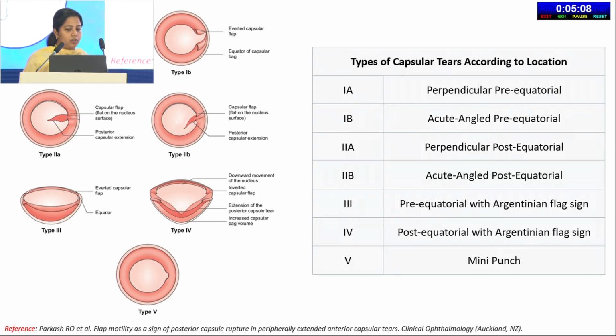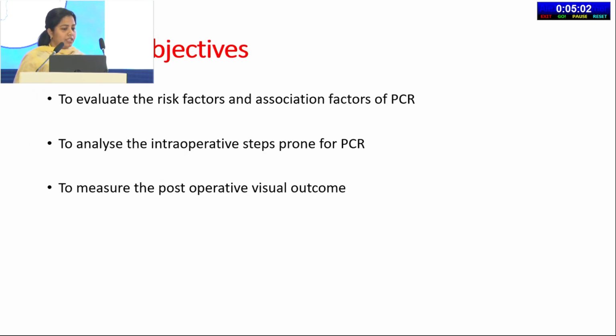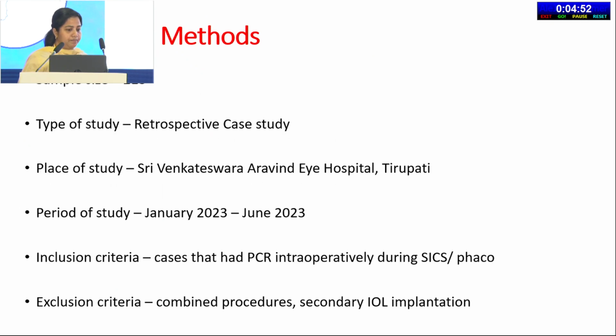being pre-equatorial or post-equatorial, and sometimes it might be associated with an Argentinian flag sign, or sometimes it might be a punch PCR. The aims and objectives of the present study are to evaluate the risk factors and associated factors of PCR, to analyze the intraoperative steps which are more prone for PCR, and to measure the postoperative visual outcome.